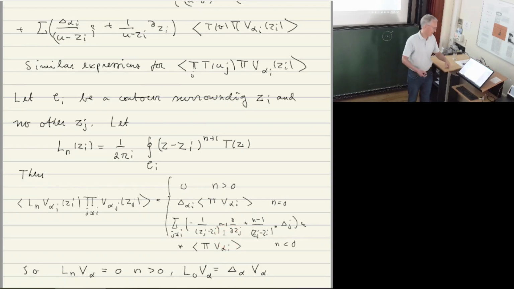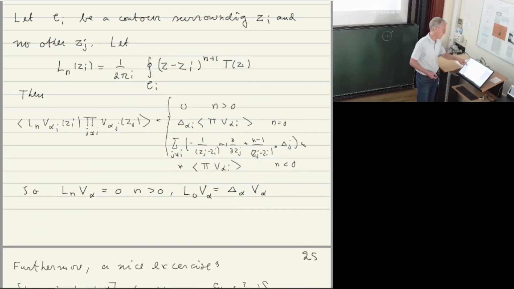It's a simple calculation, coming from this formula. But it gives a nice picture. It says that such an operator annihilates your primary field when n is positive. The primary field is an eigenfunction of this operation with conformal weight. And then you get something new when you take L minus 1, L minus 2, etc.